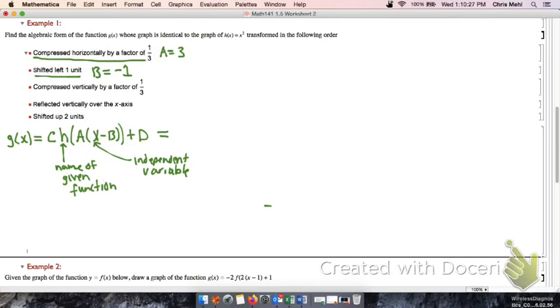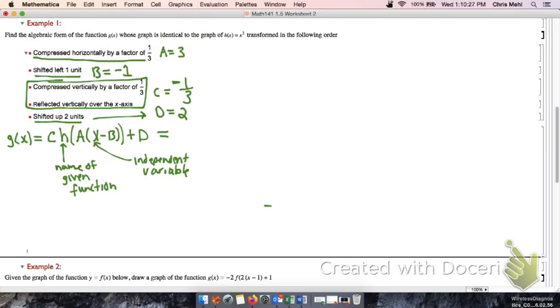When you compress vertically by a factor of 1/3, if I look at these two together, notice that there is a reflection after the vertical scaling. This time you don't take the reciprocal, so whatever factor you are scaling by vertically, there's no need to take the reciprocal for capital C. But do make sure, notice that it's followed by a vertical reflection, so C must be -1/3. And finally, shifting up 2 units is going to tell me that capital D is +2 because we are going up.